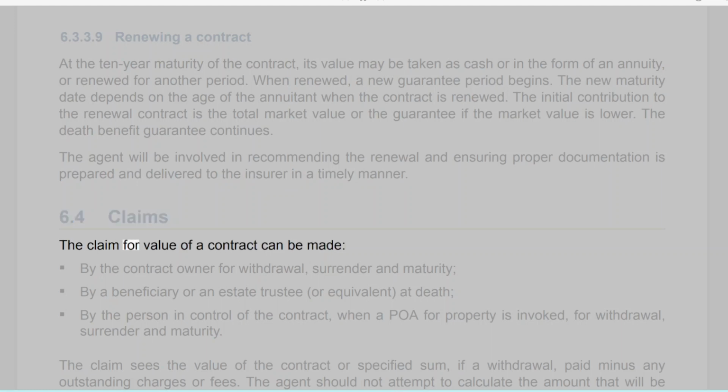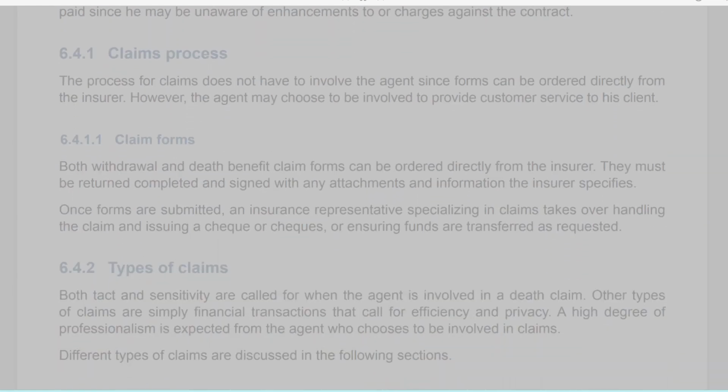6.4 Claims. The claim for value of a contract can be made by the contract owner for withdrawal, surrender and maturity; by a beneficiary or an estate trustee, or equivalent, at death; by the person in control of the contract, when a POA for property is invoked, for withdrawal, surrender and maturity. The claim sees the value of the contract or specified sum, if a withdrawal, paid minus any outstanding charges or fees. The agent should not attempt to calculate the amount that will be paid since he may be unaware of enhancements to or charges against the contract.